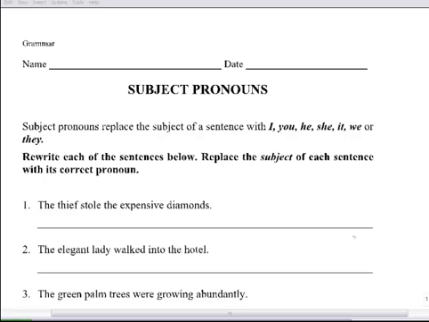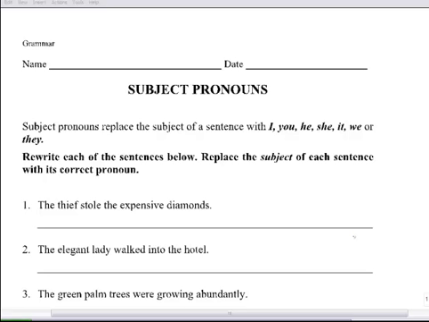Today we're talking about subject pronouns, and this is a little English review for you before we start talking about the Spanish subject pronouns. Now, remember that you have to think about what a subject pronoun is. A subject is the thing that is doing the verb in the sentence. So, if I say, I go to the store, the subject of that sentence is I.